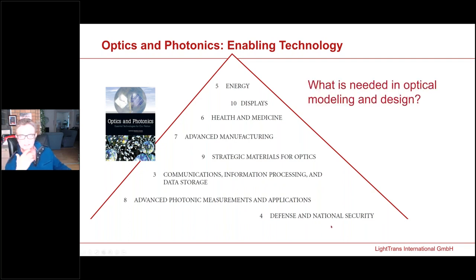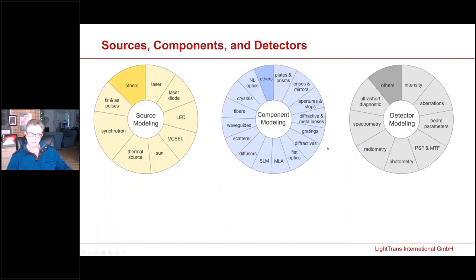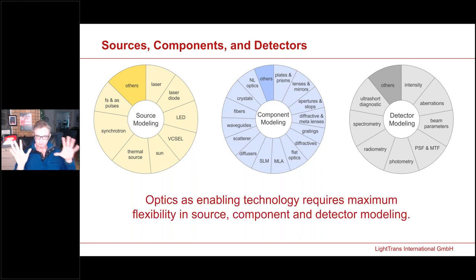So what is the need which comes in optical modeling design for that? If you understand optical modeling and design as the three-folded thing, source modeling, component modeling, and detector modeling, then one thing is very, very clear to me, that optics, if it's an enabling technology, requires, of course, a maximum flexibility in source, component, and detector modeling. That's completely logical. If you are not super flexible, then you always have some limitations, then you cannot do that.